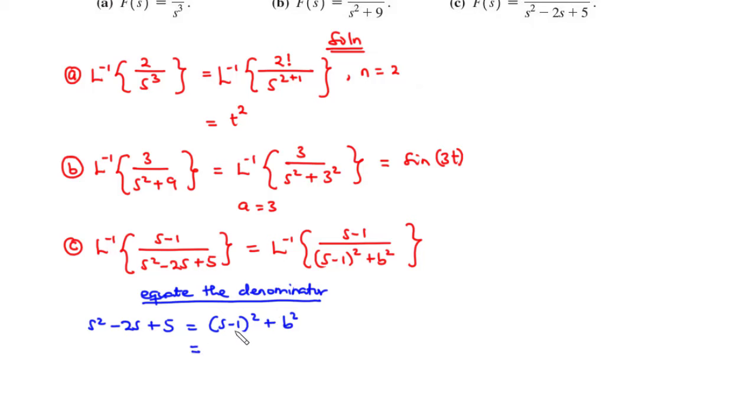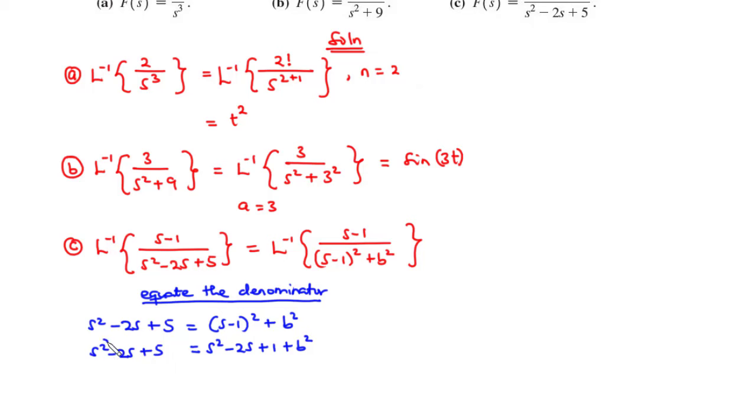So on the right hand side we have s minus 1 all square, which means that we have s minus 1 times s minus 1. So we multiply s by s, we have s squared. We multiply s by negative 1, that is negative s, and then negative 1 times s, which is also negative s. So negative s minus s is negative 2s. Negative 1 times 1 is 1, and then plus b square. So on the left hand side we have s squared minus 2s plus 5.